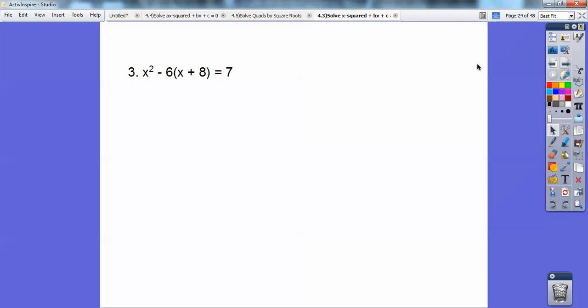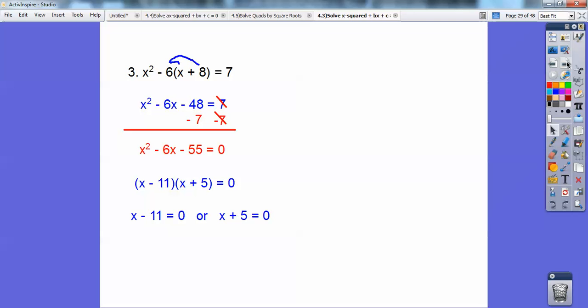This one has to be equal to 0 before you can do all that. So I've got to put this 7 over here, but I'm going to distribute this negative 6 through the parentheses first so I can then subtract 7. Now I'm going to subtract 7, and I get negative 55. Now I can factor it because it equals 0. Factors of negative 55, the only ones I know are 11 and 5. So x minus 11, x plus 5. Set the factors equal to 0 and you get 11 or negative 5.